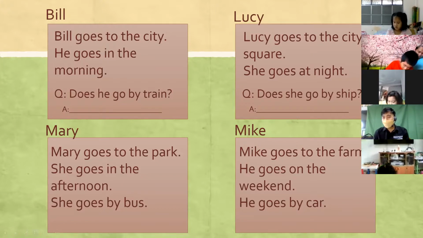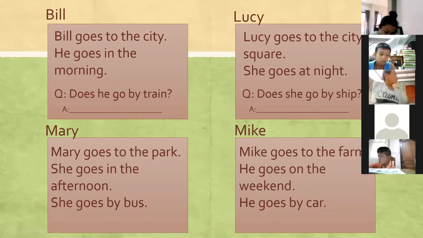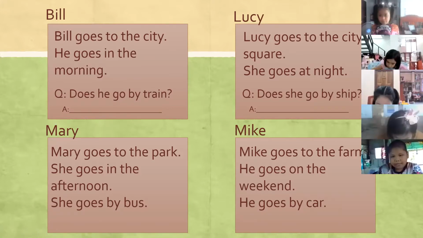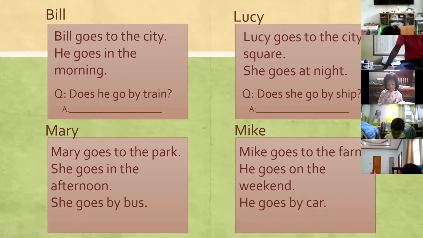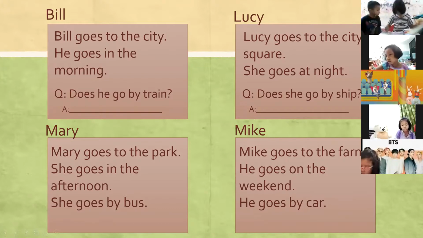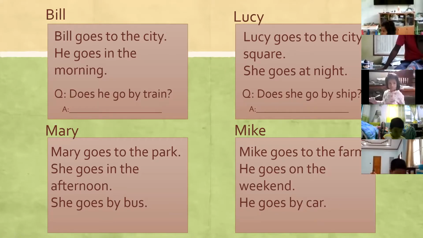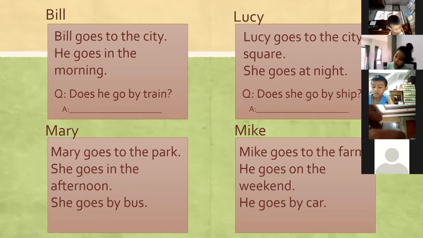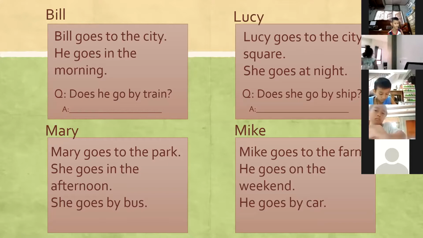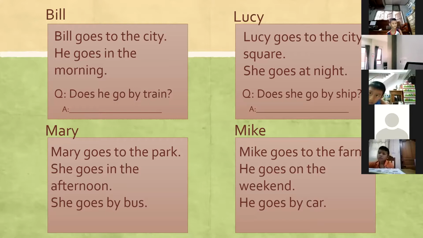Okay, very good. Chanasit, I want you to read your work. Let me hear your work. Bill goes to the city. Okay, correct. In the morning. He goes by train. Yes, he does. Okay, number two.